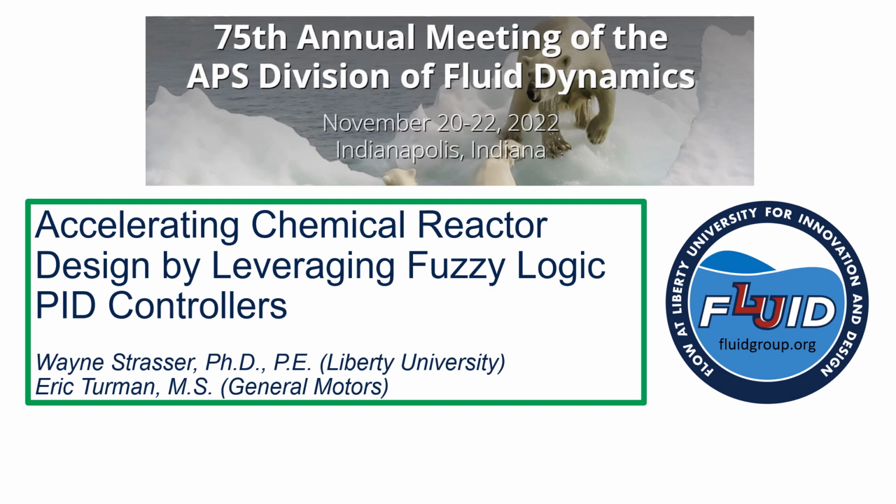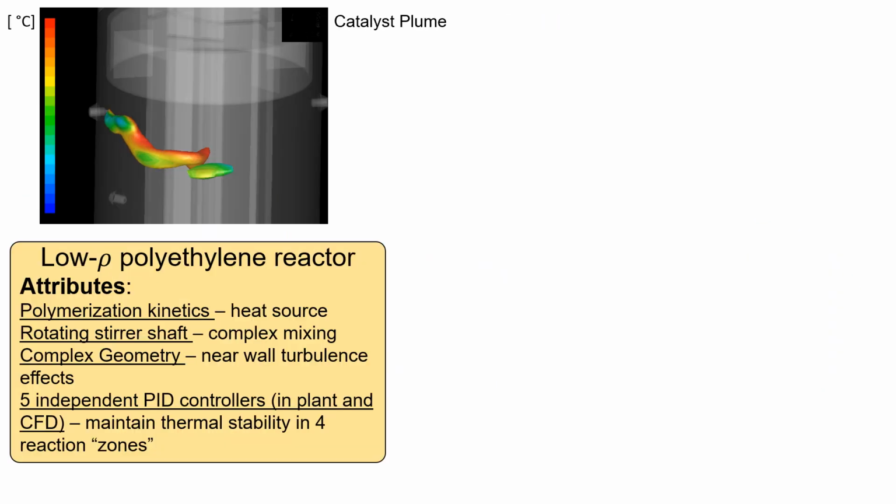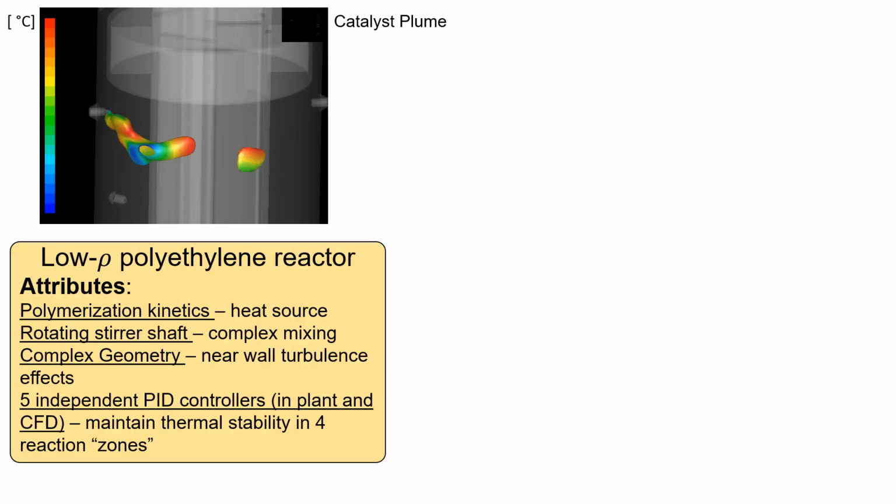I'll be discussing today accelerating chemical reactor design by leveraging fuzzy logic PID controllers. For the most part, this work was carried out by my graduate student Eric Turman, who's now at General Motors, and the work is brought to you by my group, FLUID, which stands for Flow at Liberty University for Innovation and Design. Our reactor is a low-density polyethylene autoclave shown in the upper left-hand corner.